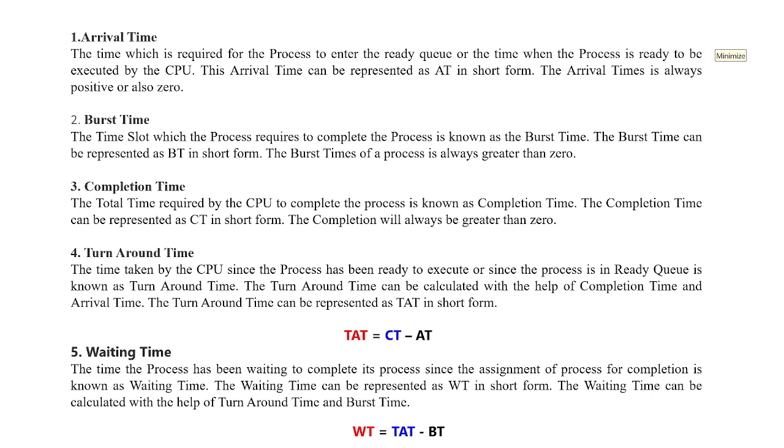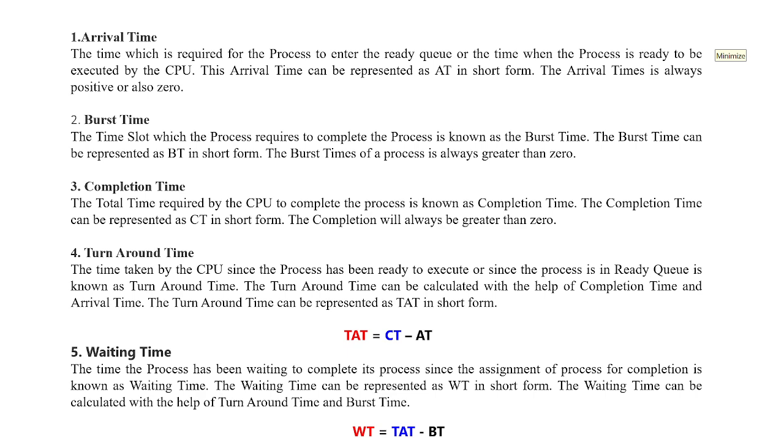Arrival time is the time at which the process arrives in the ready queue. It is represented as AT. Burst time is the time required by the process for CPU execution, and it is represented as BT for short. Completion time is the time at which the process completes its execution. It is represented as CT.